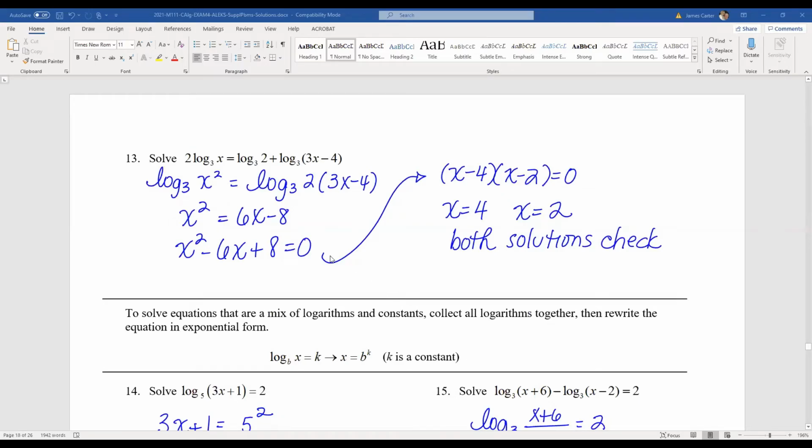Number 13, we've got multiple logs on one side and a single log on the other side. So as it is right now, we can't remove logs on both sides. So let's simplify this side. We've got log 3 both places. So we're going to have 2 times 3x minus 4 using the multiplication property. Now we have a single log both sides, so we can remove it. That gives us x squared equals 6x minus 8. Bring the 6x and the 8 over to the left, factor it, and we get these two values. We check both solutions everywhere in the original, and we're okay, so both solutions check.